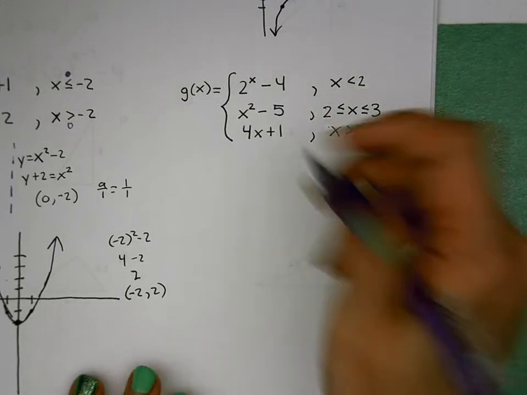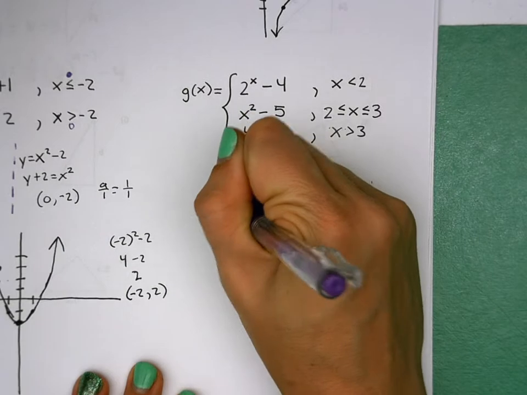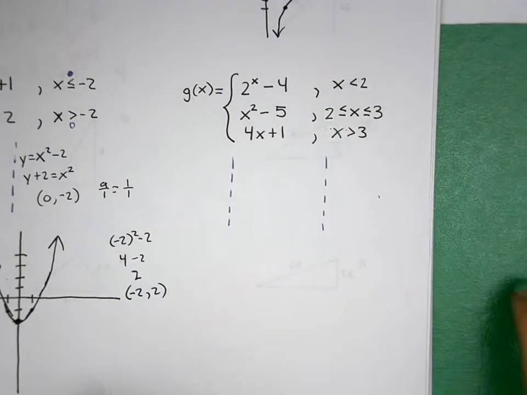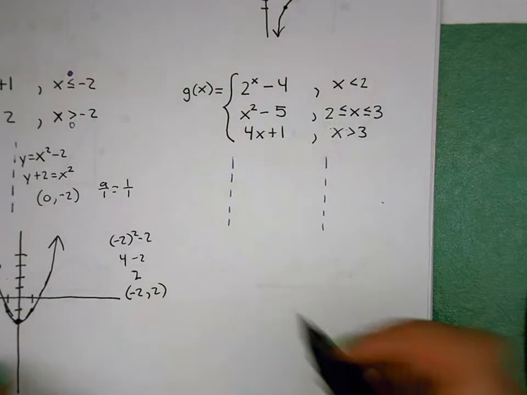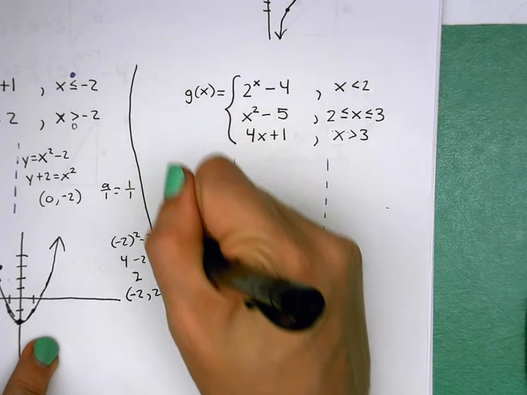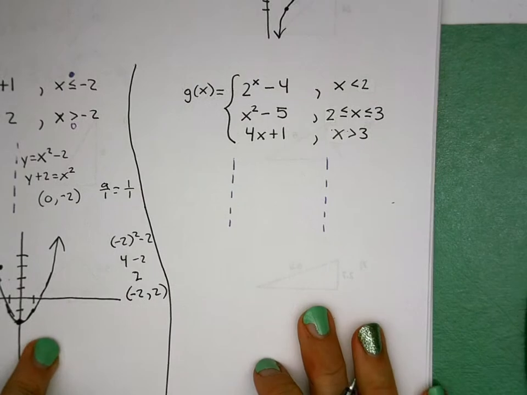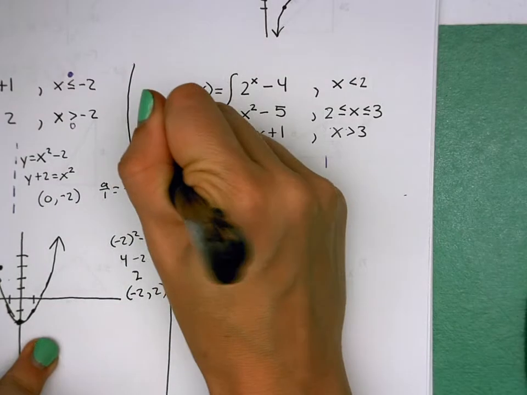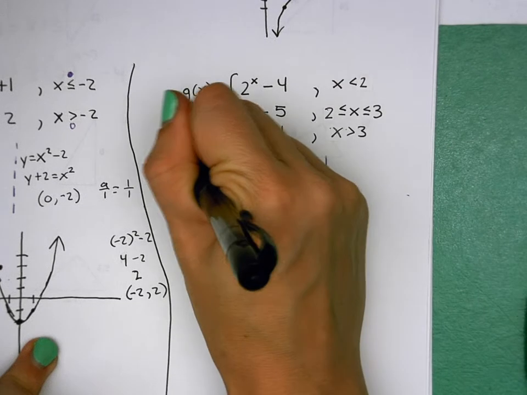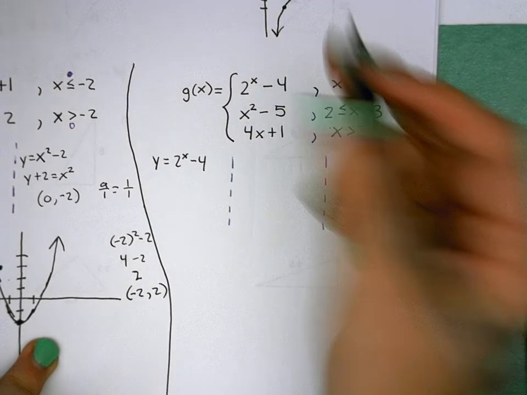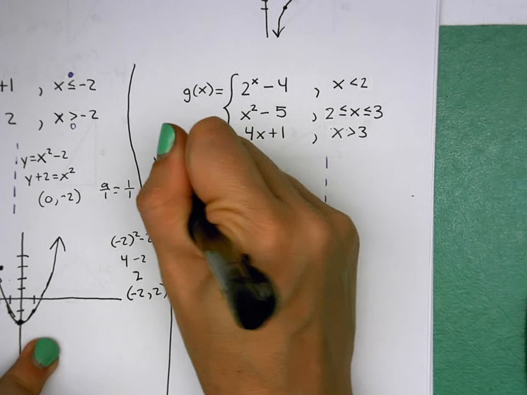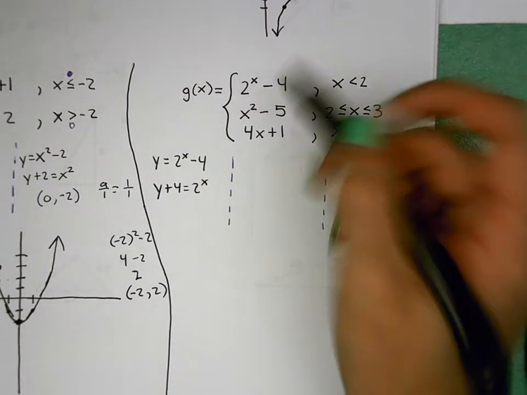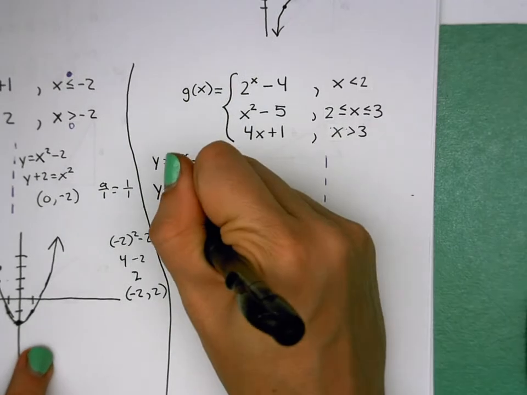Okay, this one's a three-pronged piecewise. First part, our 2^x minus 4. Let me go ahead and separate my work here, so we don't get it mixed up. Y equals 2 to the x minus 4. If I added the 4 to the other side, we'd have y plus 4 equals 2 to the x. My initial coordinate point: x is 0, y is -4.